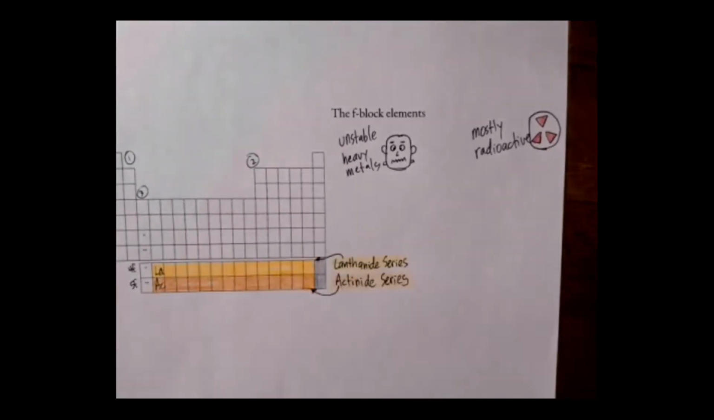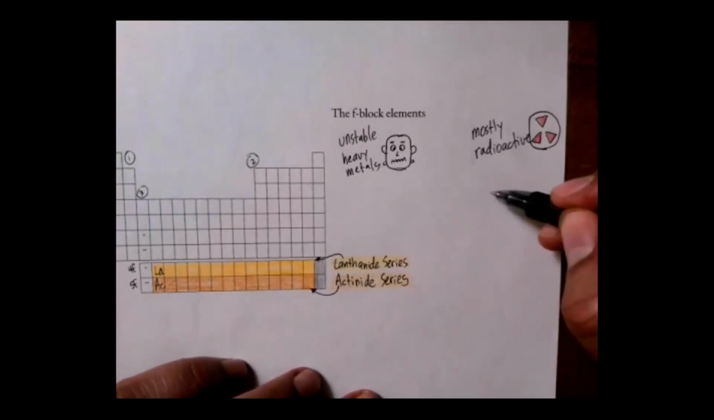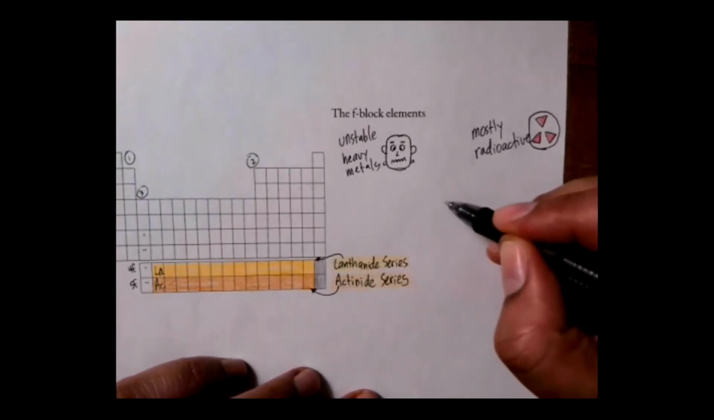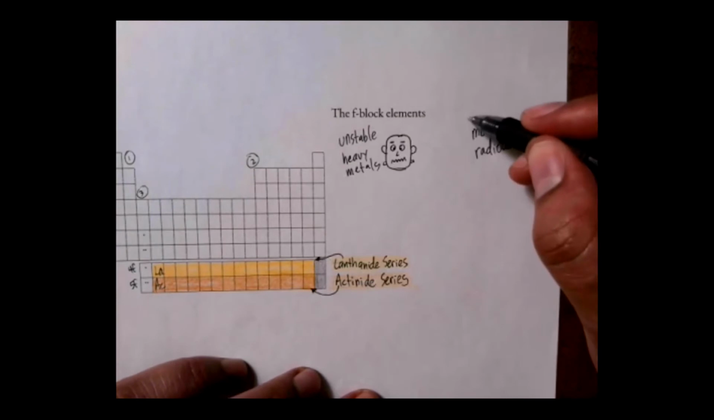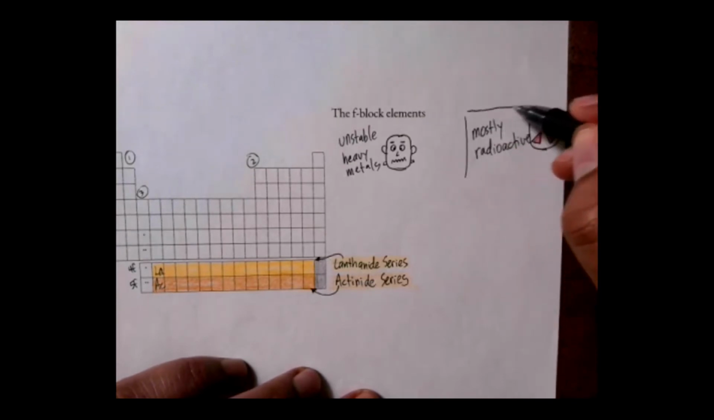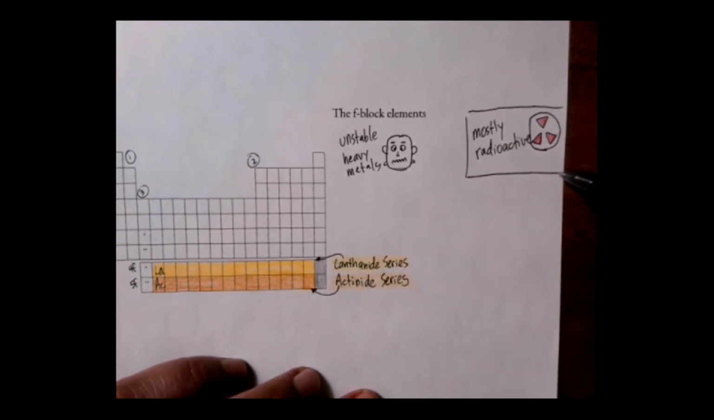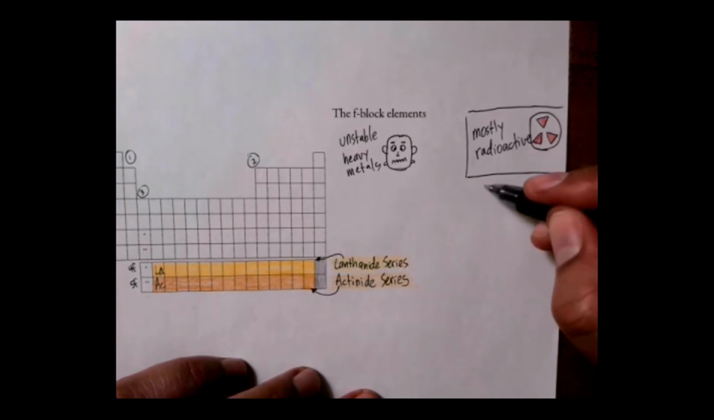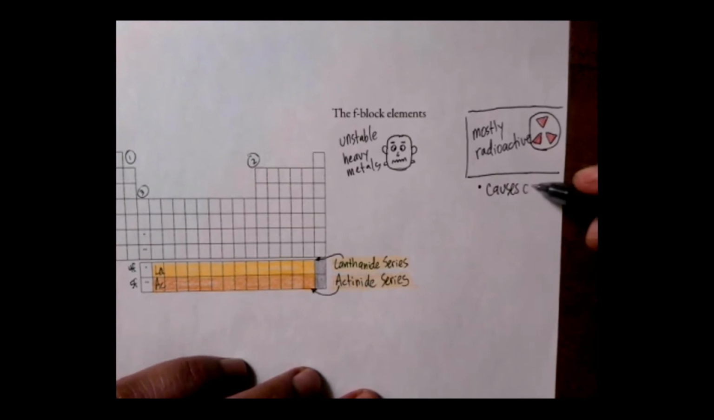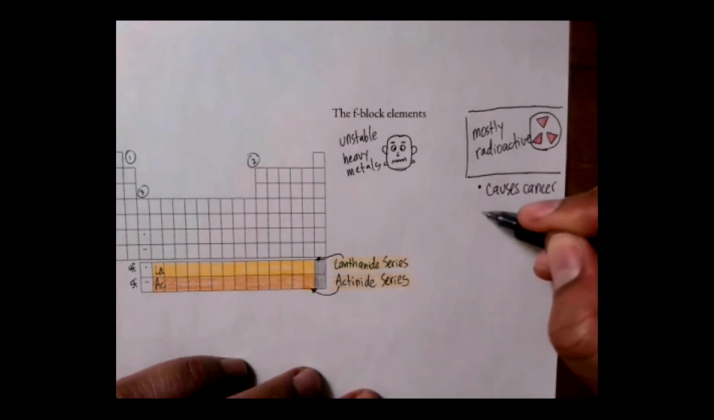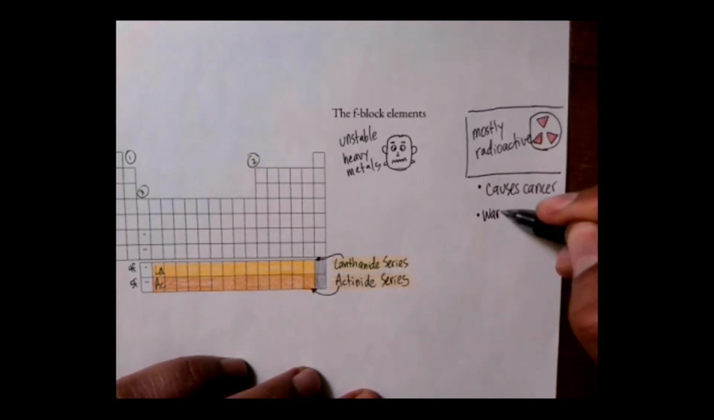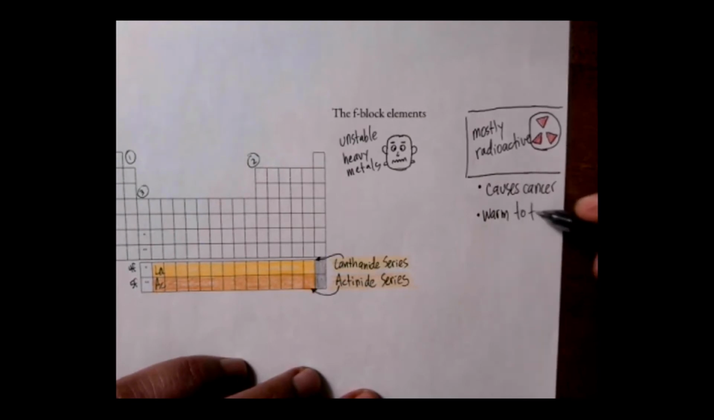Now, what does it mean to be radioactive? Something else that you want to put here is warm to the touch. So I'm going to put this in its own little section. Causes cancer. Warm to touch.